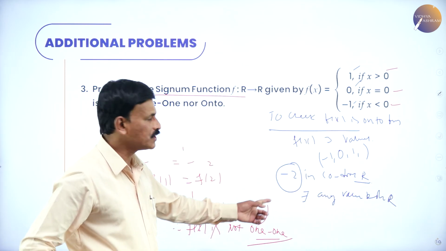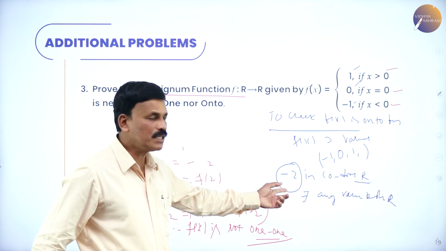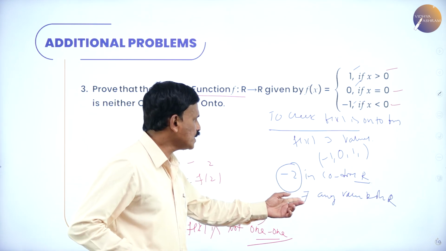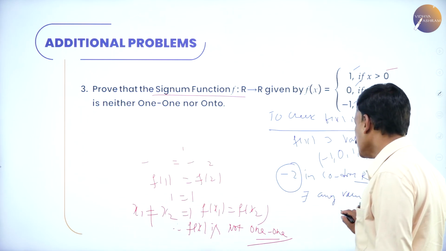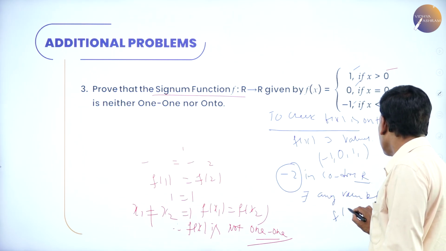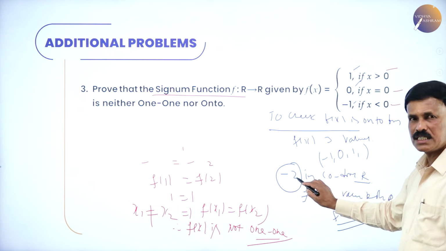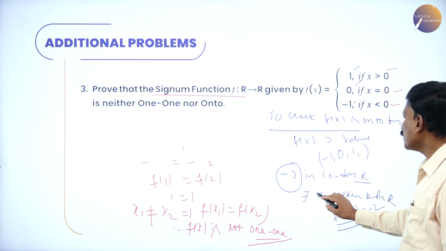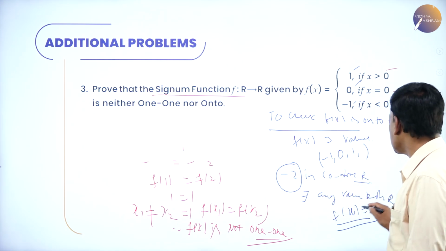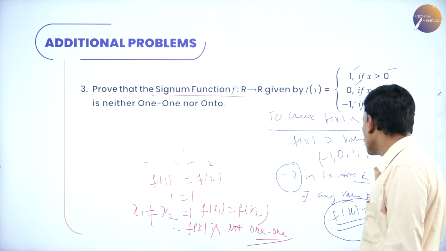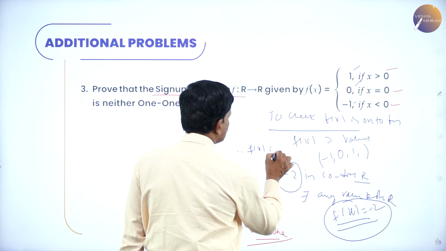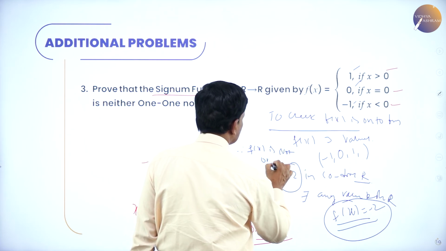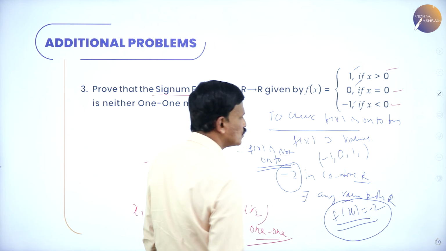So let us consider -2. For any element -2 in codomain R, there does not exist any value x in R such that f of x is equal to -2. So therefore, what do you say? F of x is not an onto function.